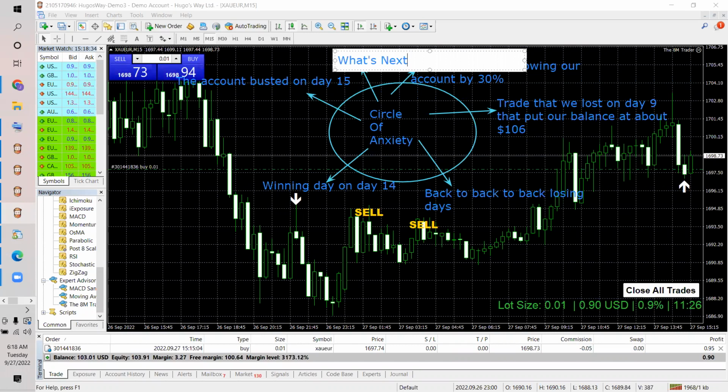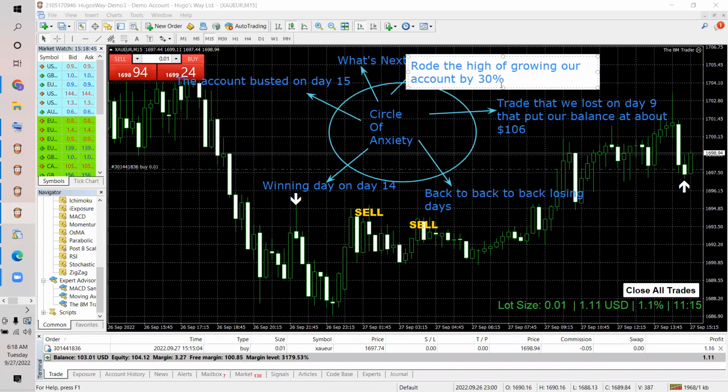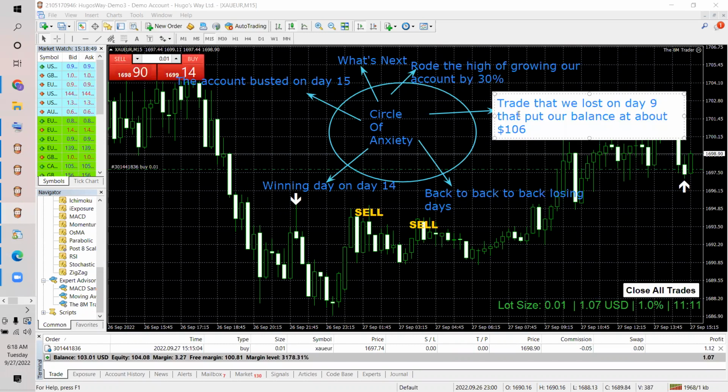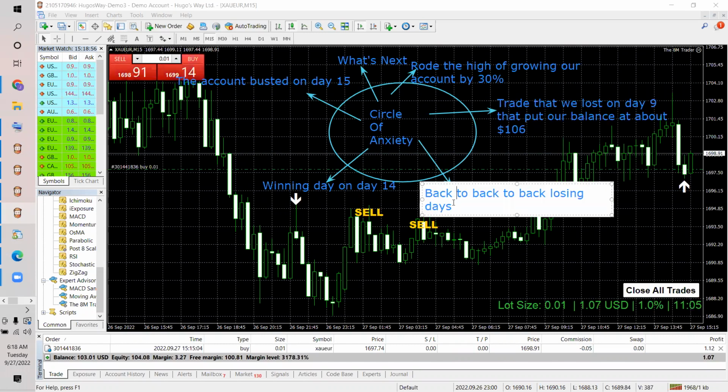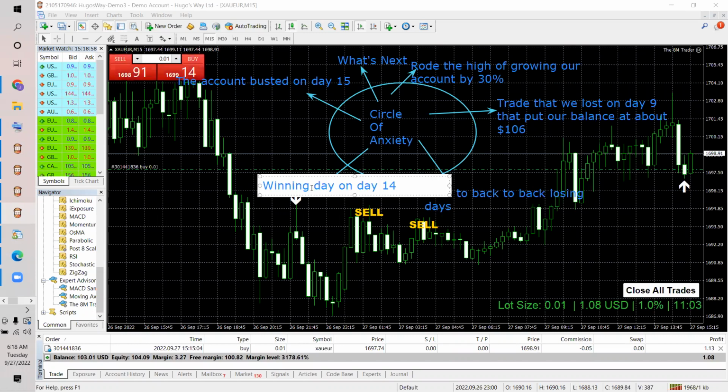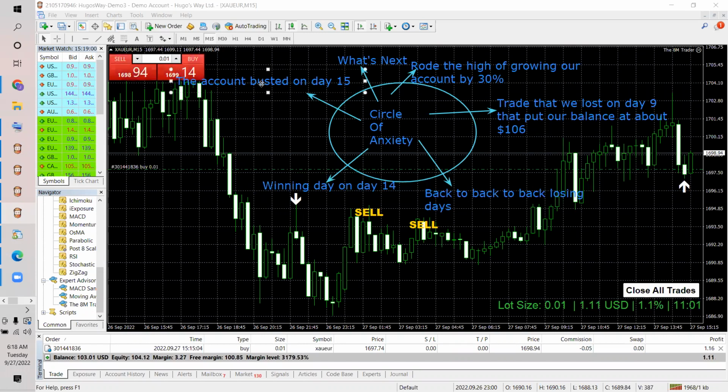we talked about the circle of anxiety just as a beginning trader, but now that we're on day 16, now that we're on this particular journey, we rode the high of growing our account by 30%. The trade that we lost on day 9 put our balance at about 106. Then we had our back to back to back losing days. Then we had a winning day on day 14. The account busted on day 15. So what's next? That completes the circle of anxiety.